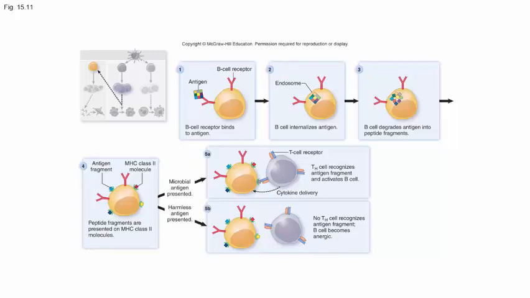Characteristics of the primary response. Well, in the first exposure of the antigen, it takes 10 to 14 days for a significant antibody titer to accumulate. As some B cells are dividing, others will begin to differentiate into antibody-secreting plasma cells.